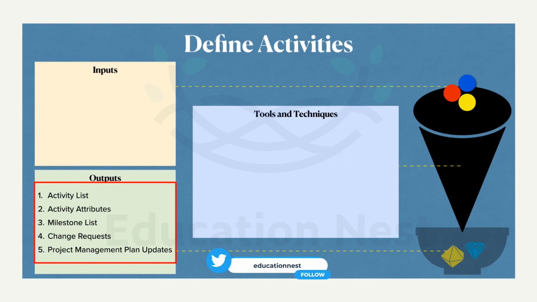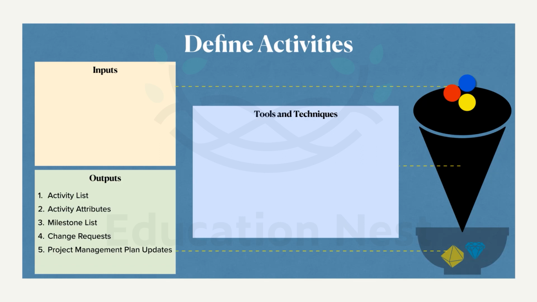Change requests are updated at the end of this activity. And then project management plan updates. What can we update here? For example, schedule, because we are talking about schedule. So the schedule is baselined after all the activities are finished. Cost can also be finalized after the activity is done.